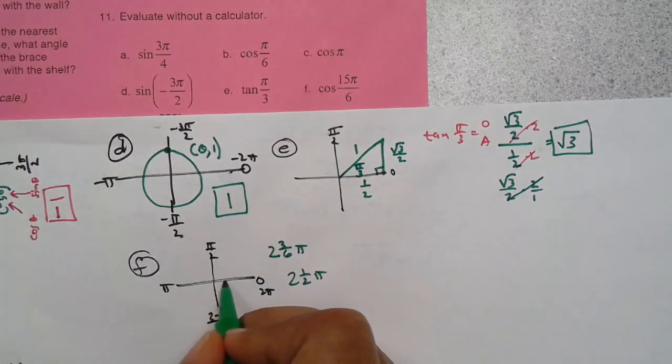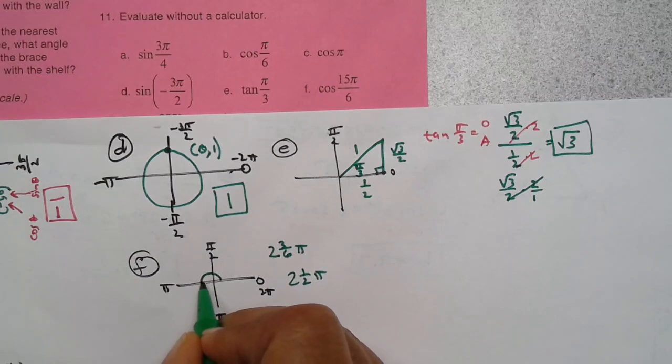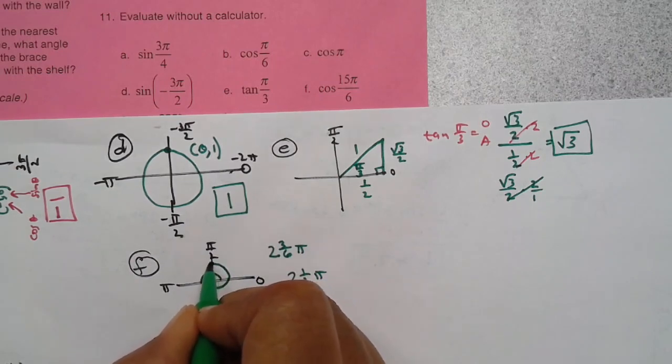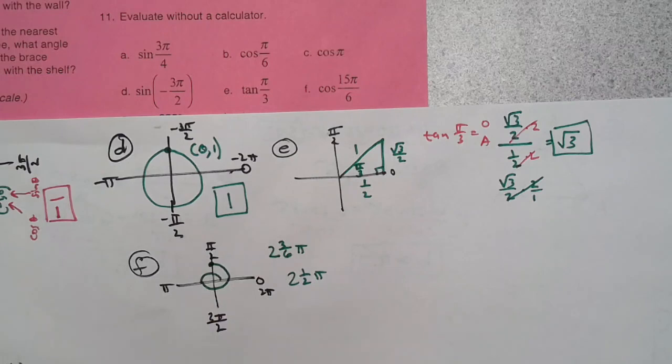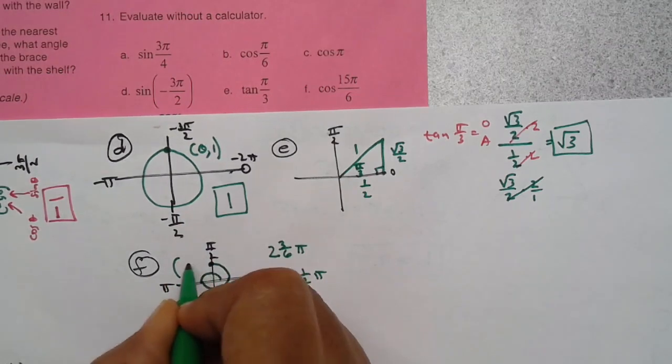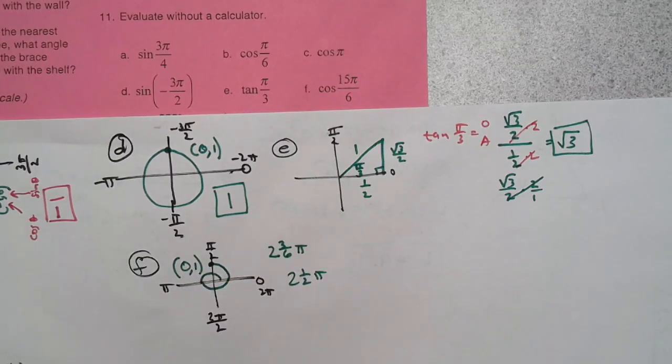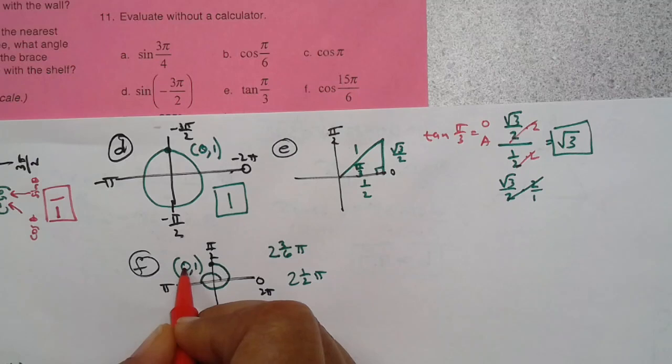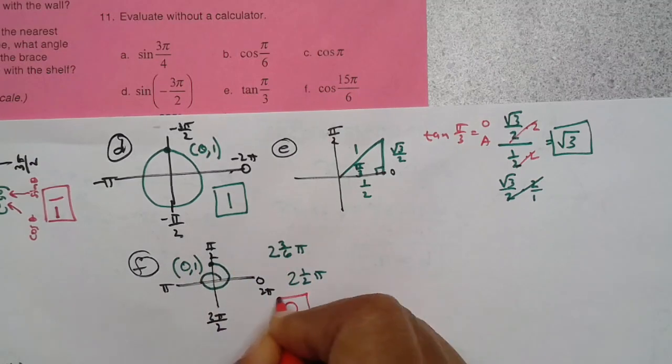All right, so 2.5. You're starting here. This is 1 pi. This is 2 pi. And then half of pi leaves you right up here. So it's actually a unit circle again, so we're going to use the coordinate at that point. No triangle. It's 0, 1. And since this is asking for cosine, cosine is your x value, and the x value is 0.